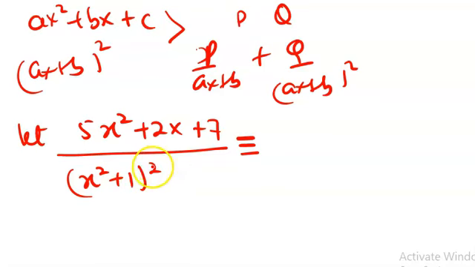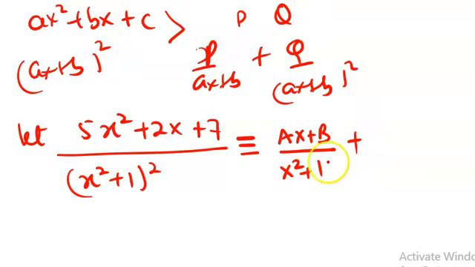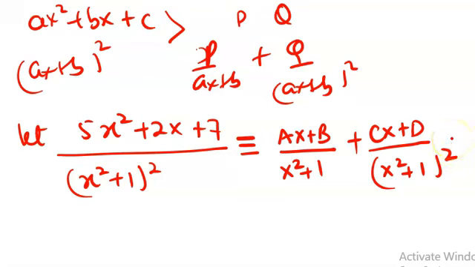So we will make use of this quadratic repeated factor. For quadratic, I told you need two constants, so let's say ax plus b over x squared plus 1, and then plus cx plus d over x squared plus 1 all squared. I've told you, because it is a repeated factor, this is how you are going to write it. Now, having established your relation, we need to find these constants a, b, c and d.